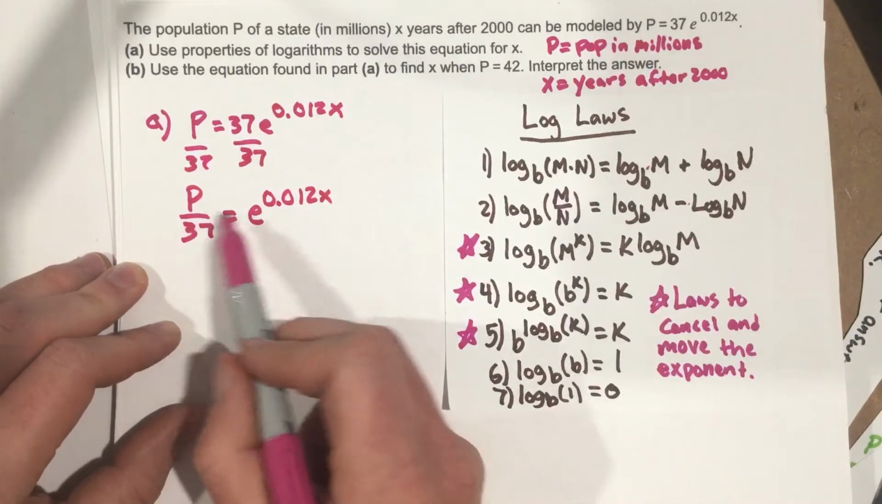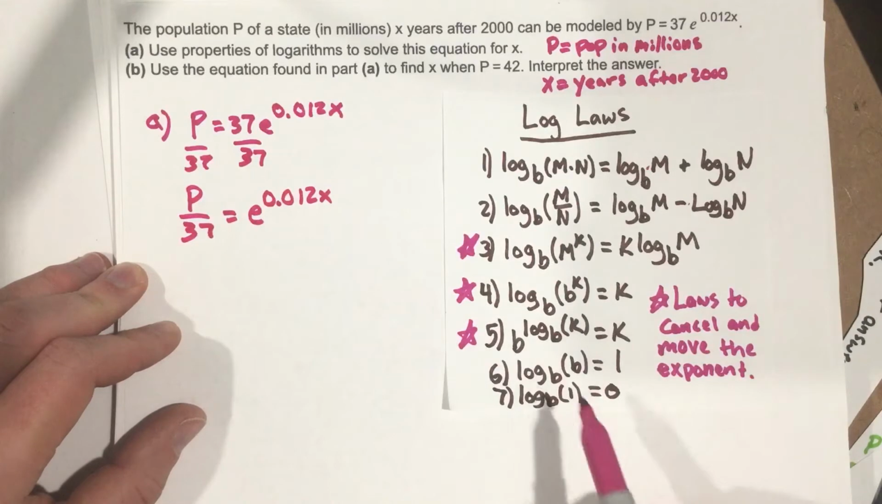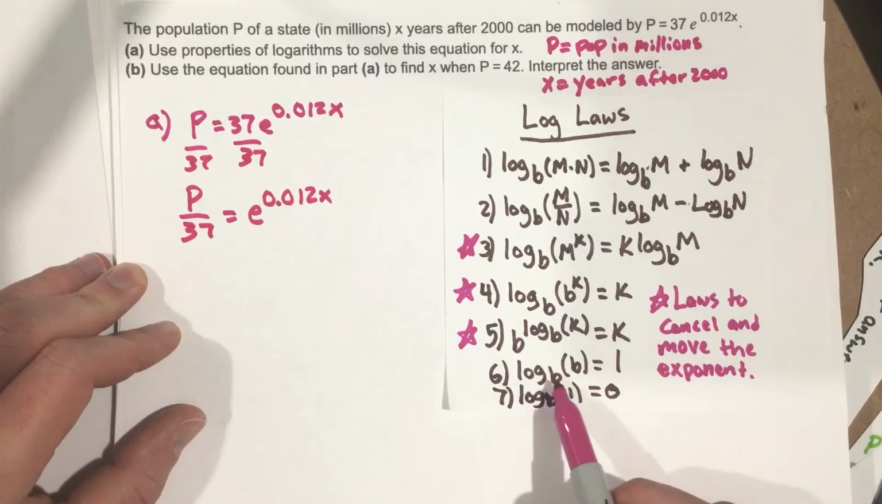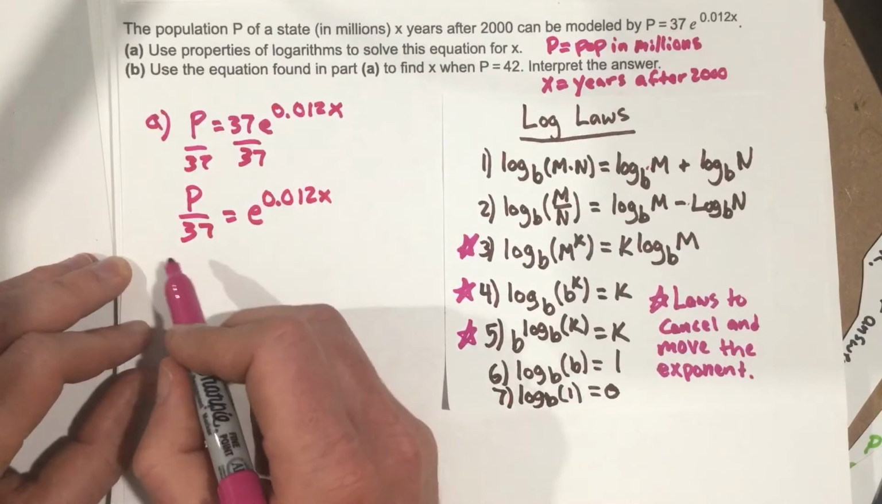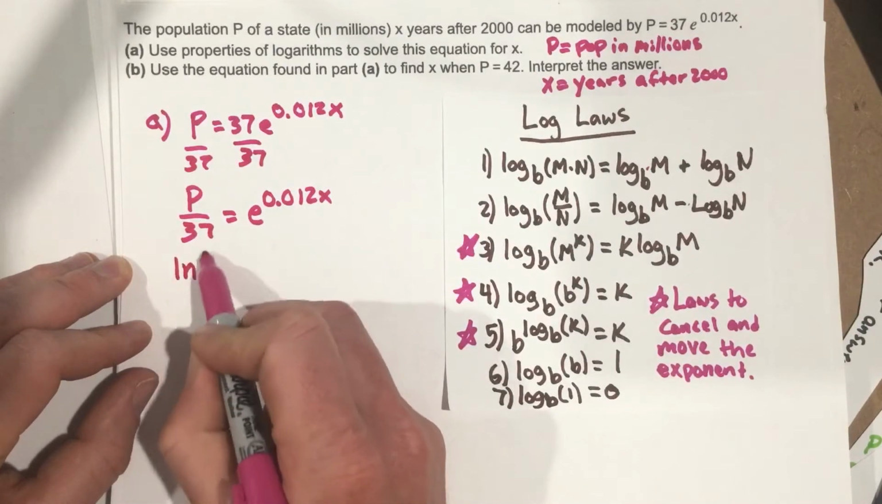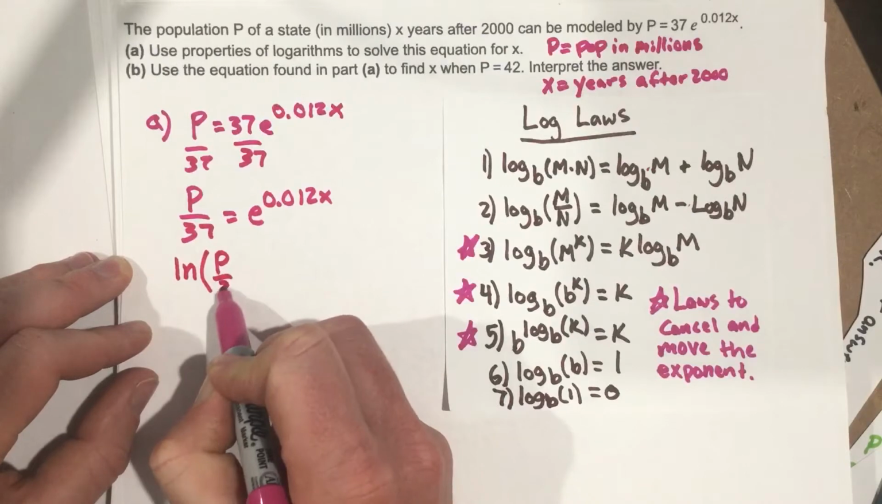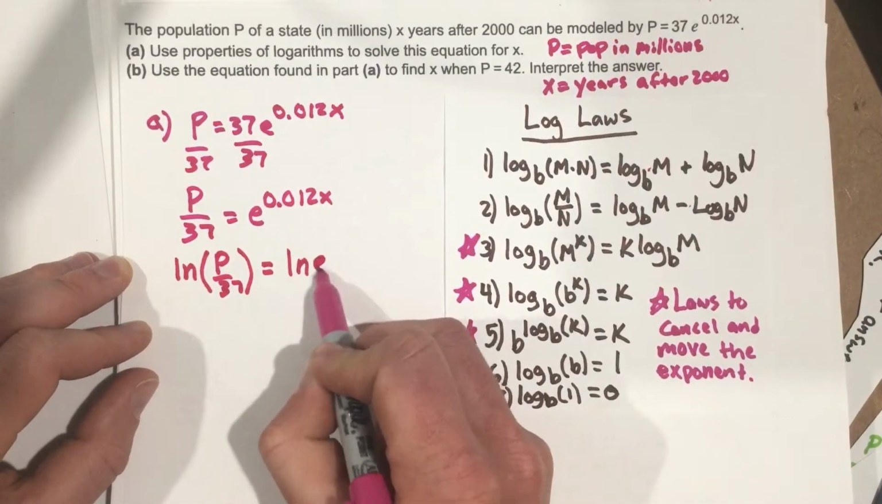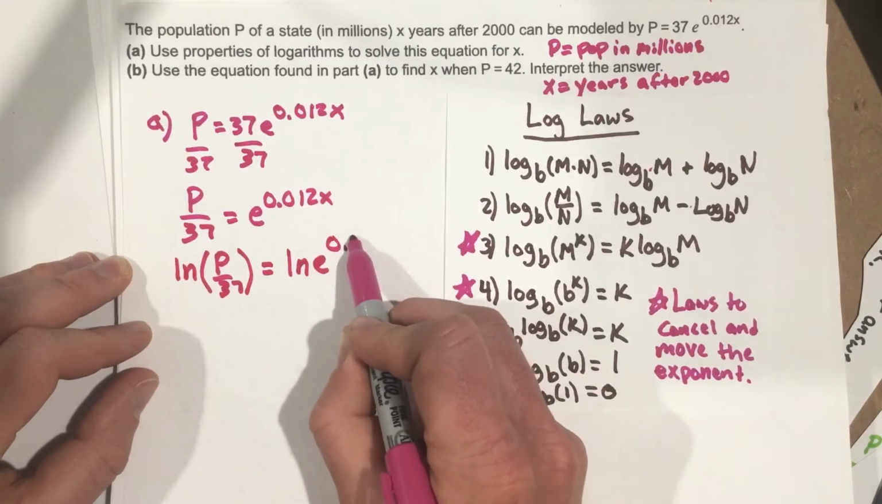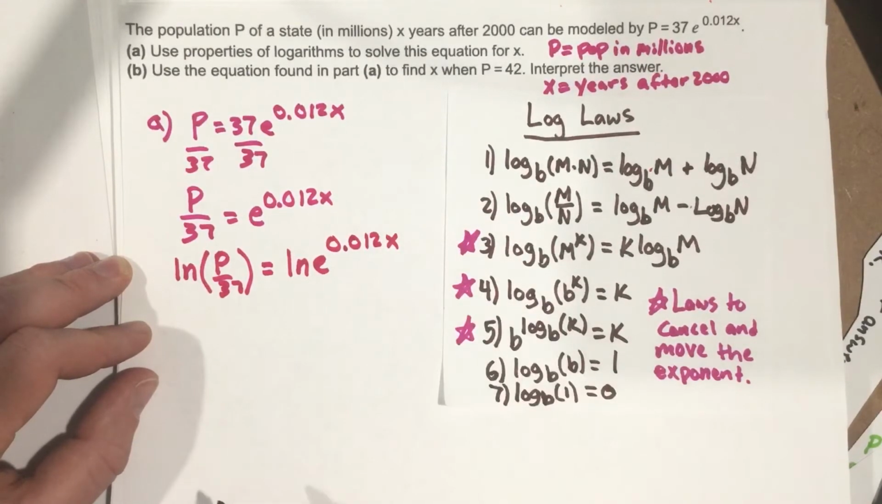Now I'm going to take the natural log of each side so I can cancel this base. Remember, if we do the log base b of b, we get 1, so I want to cancel this e out. And so I'm going to do the natural log of the left side, which is P over 37. And that's going to equal the natural log of e to the 0.012x.